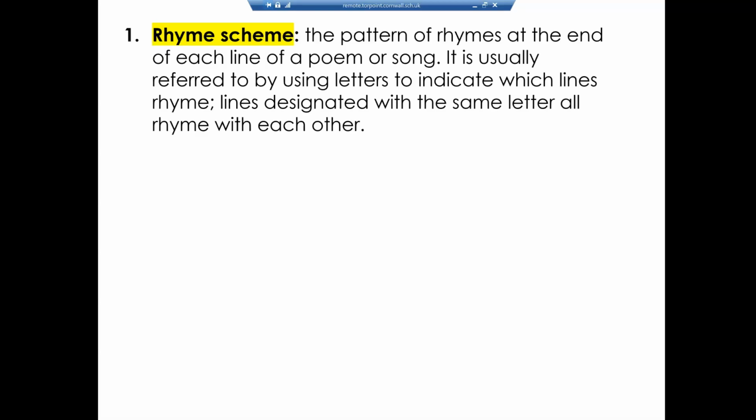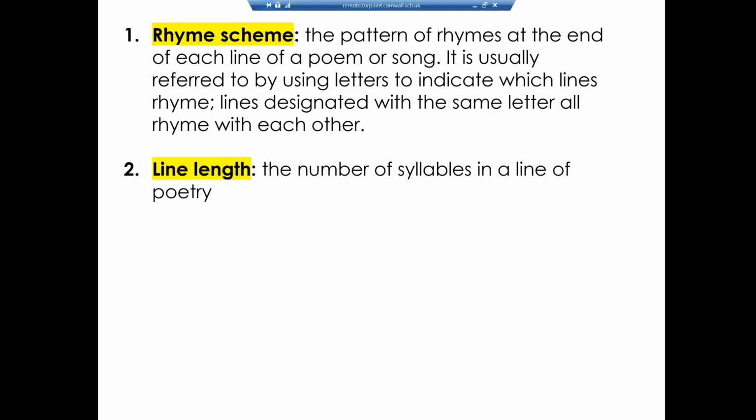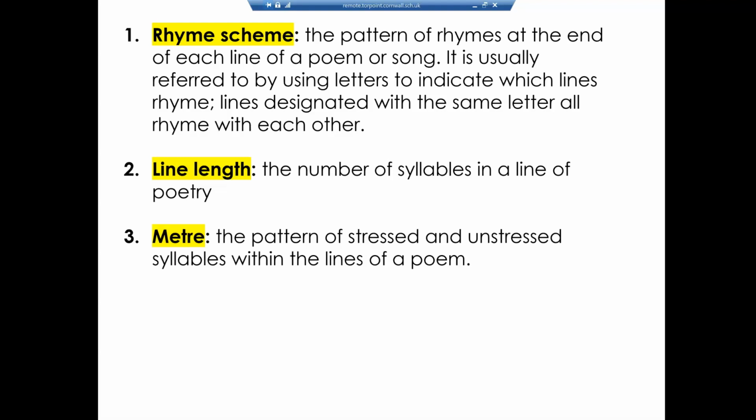Okay, let's go through our answers. So number 1, the answer here was rhyme scheme. That's the pattern of rhymes that is used at the end of each line in a poem or a song. Number 2, line length, the number of syllables in a line of poetry. Number 3, the answer is metre, the pattern of stressed and unstressed syllables within the lines of a poem.